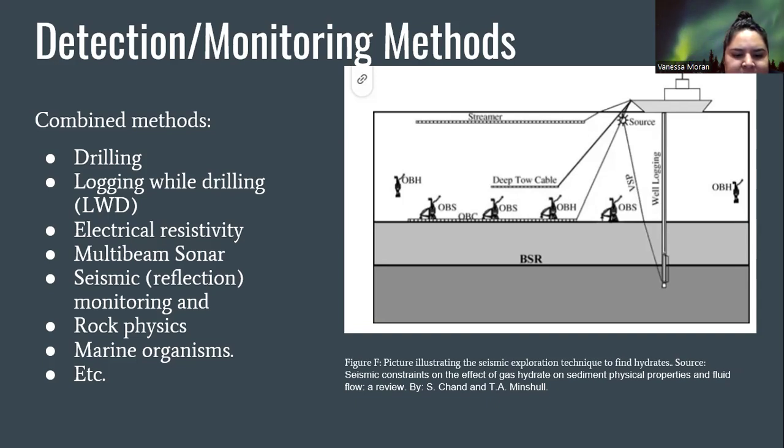Organisms are also used to detect deposits. Marine organisms like sea urchins, mussels, spider crabs that live near the gas seeping areas can be used as indicators. And here in figure F is just a picture of a seismic exploration technique to find hydrates.